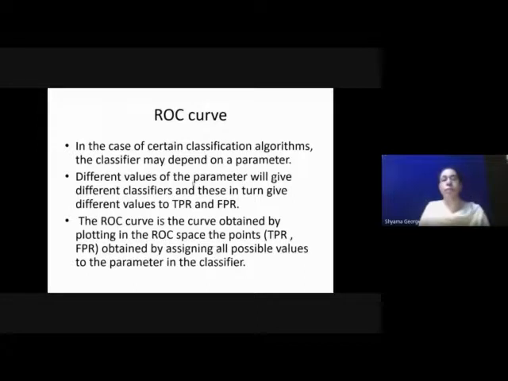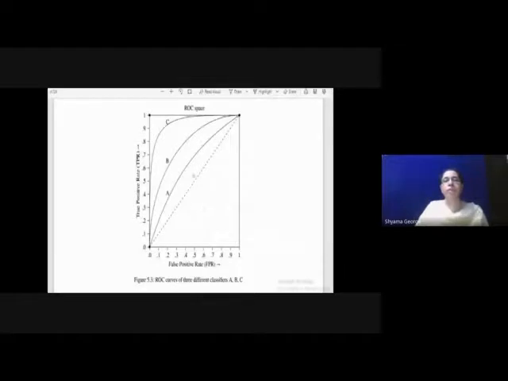In some classification algorithms, the classifier may depend on a parameter. When you consider an artificial neural network, there are different parameters, such as the learning rate. Different values of the parameter will give different classifiers, which in turn will give different TPR and FPR. So the ROC space is obtained by assigning all values to the parameter in the classifier. Now, consider the performance of three classifiers indicated here, A, B, and C.